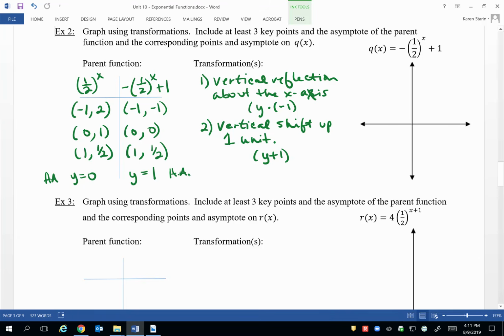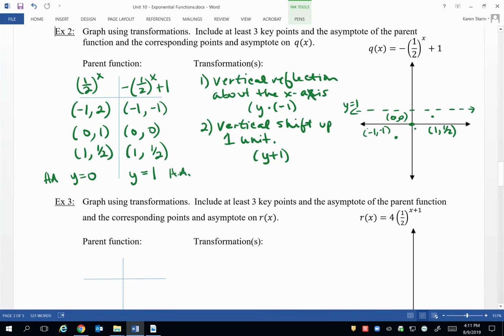Now let's graph this. So I'm going to sketch my horizontal asymptote first. So this is y equals 1. I'm graphing q of x only right now. And then I'll just use these points. -1, -1 might be about here. And then I'll have the origin, 0, 0 are its coordinates. And then I'll have 1, 1/2. So maybe that's about here. So that'll be 1, 1/2.